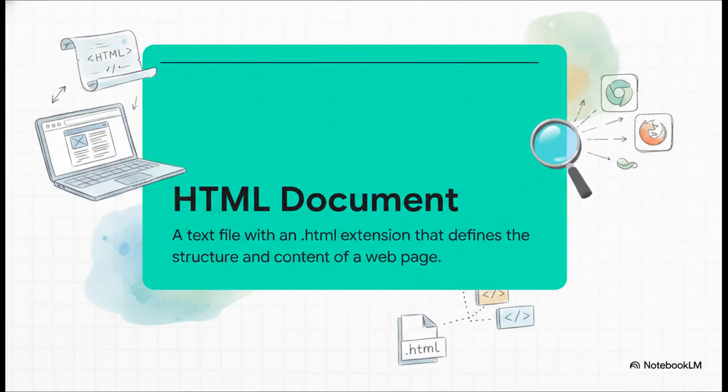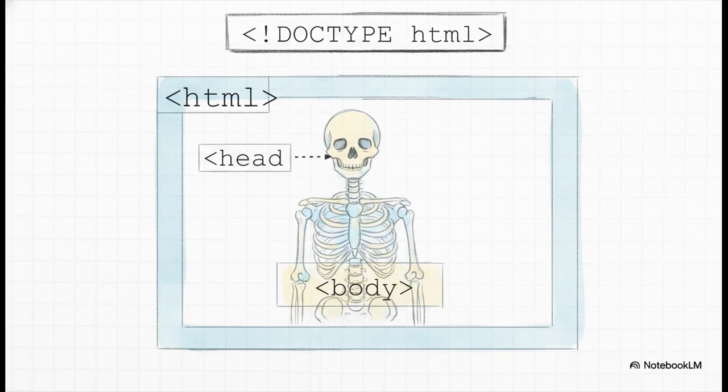At its core, an HTML file is really just a simple text document. That's it. You save it with an .html extension, and that little extension is the signal to web browsers like Chrome or Firefox to say, hey, read me, interpret the tags inside, and show a web page. It's honestly that straightforward. And here it is. This is the skeleton of every modern website.